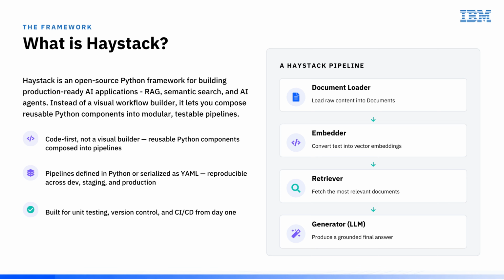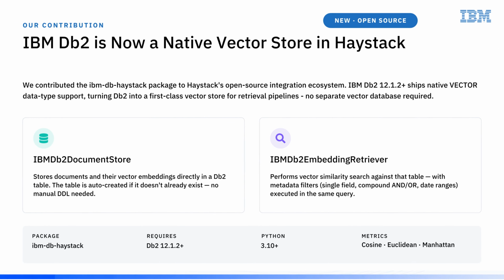A typical Haystack pipeline starts by loading documents, converting them into embeddings, retrieving the most relevant information, and finally passing that context to an LLM to generate grounded responses. So this modular architecture makes it easy to swap components without redesigning the entire application. With that background, let's look at our contribution.